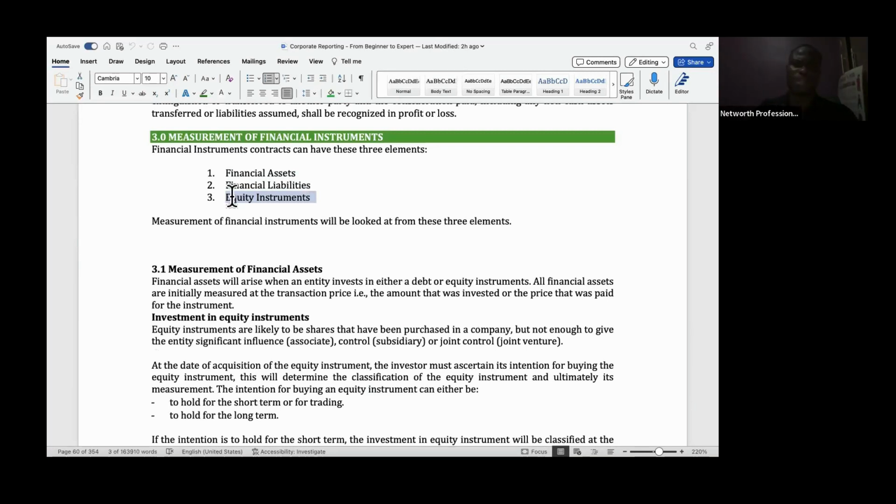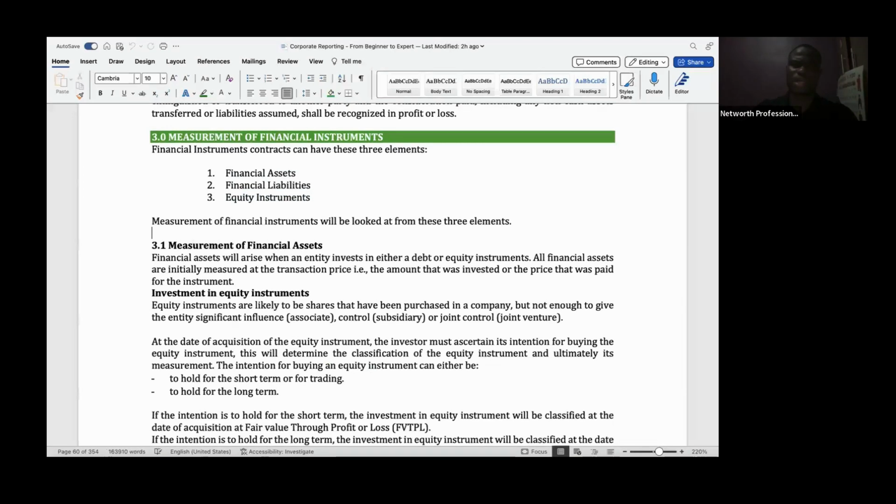And how do you measure share capital in Nigeria? Share capital is measured at nominal value. And where do you get nominal value? You get nominal value from your CAC documents. So it depends on the country you're operating from. That will determine how you measure your share capital. In Nigeria, share capital is measured at nominal value, which you find on your CAC document.